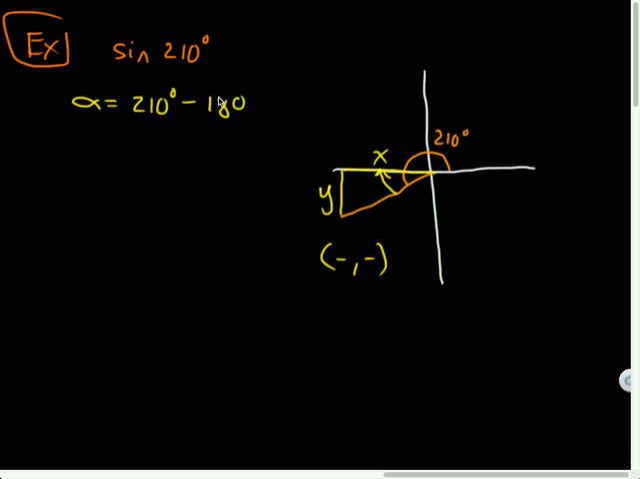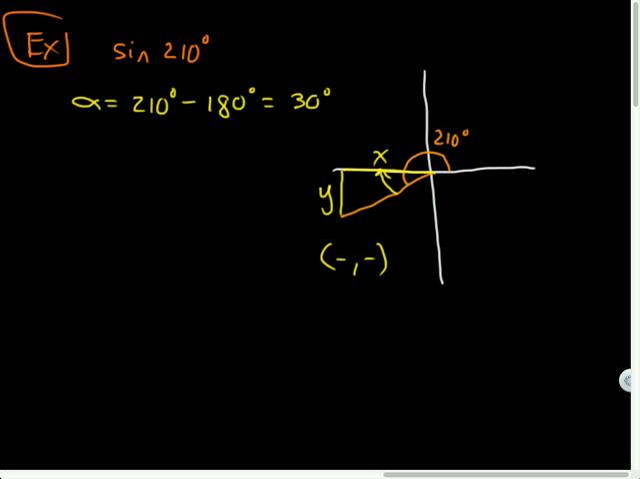So in quadrant 3, this is a little formula I do. In quadrant 2, I would have done 180 minus my angle. In quadrant 3, I do my angle minus 180. What would you do for quadrant 1 or 4? Quadrant 1 would just be whatever my angle was. The reference angle is the same as the angle. And in quadrant 4, it would be 360 minus my angle to find this amount.